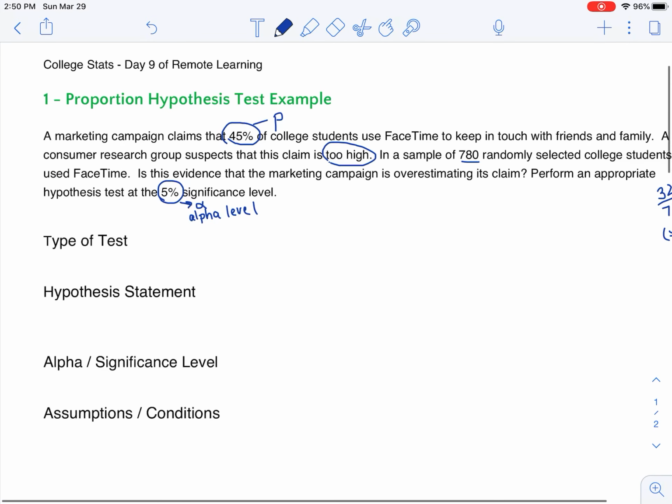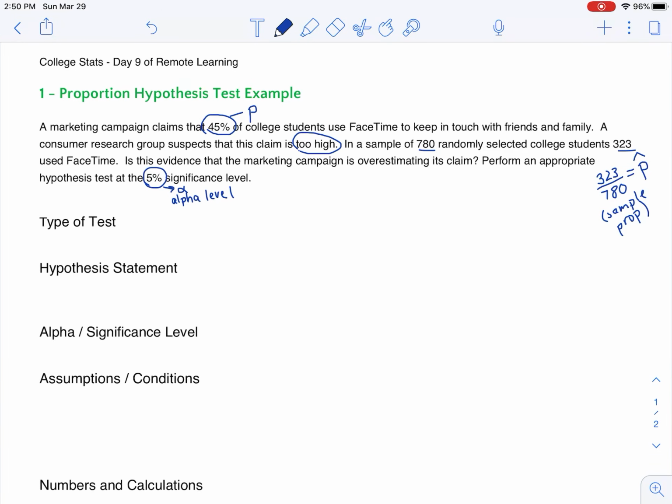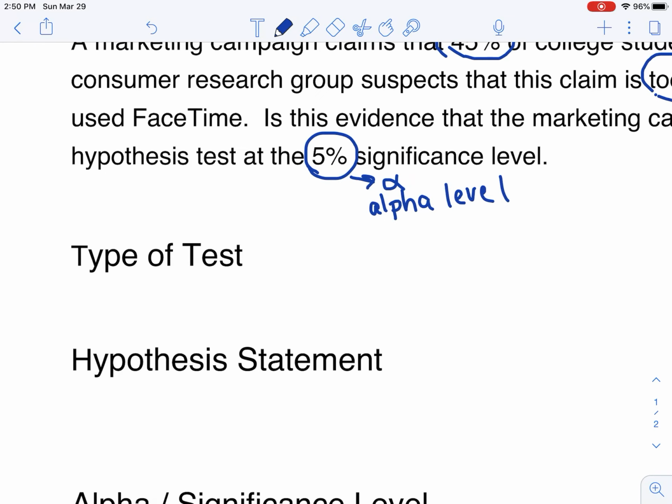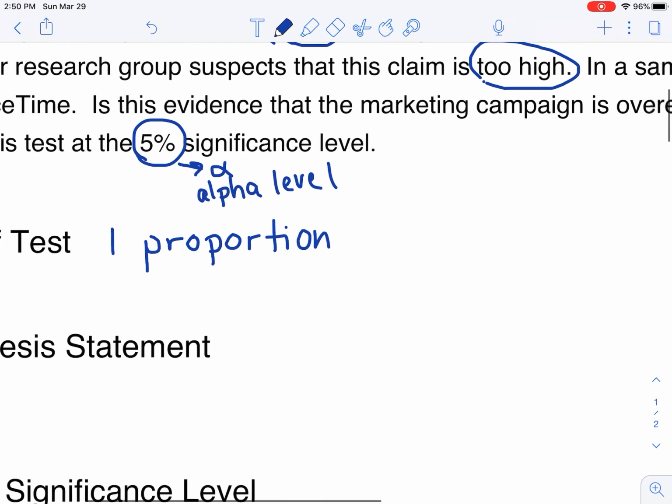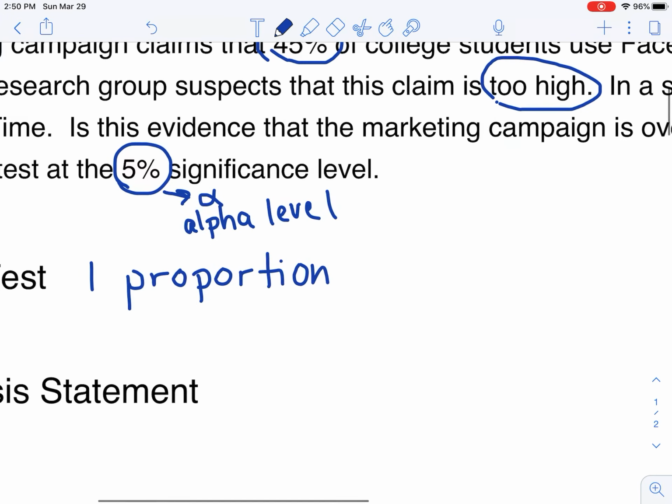Okay, so the reason this is a one proportion hypothesis test is, look, there's only one sample proportion. So that's why the type of test is a one proportion test. Sometimes they call it a Z test because you're using the Z table. Remember that normal curve? A Z hypothesis test.